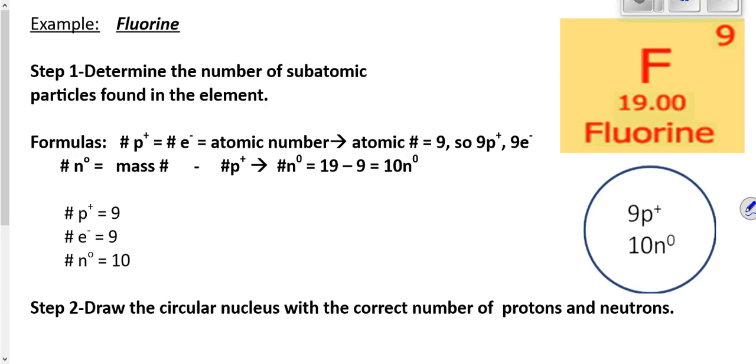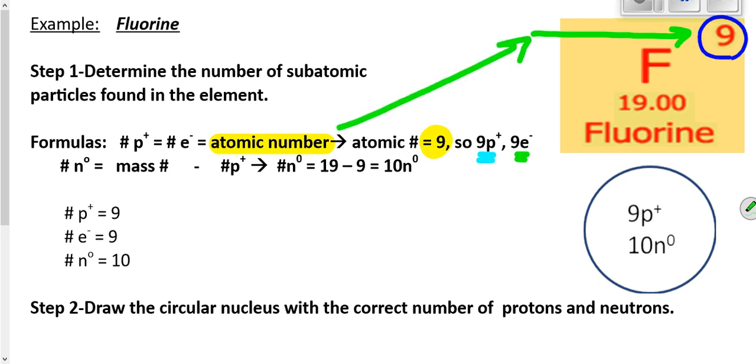Let's just do an example together. We're going to do fluorine. When I take a look at the symbol for fluorine, I see the atomic number up at the top here. It's atomic number 9. Because the atomic number is equal to 9, I'm going to have 9 protons and I'm going to have 9 electrons. I get all of that from my atomic number.